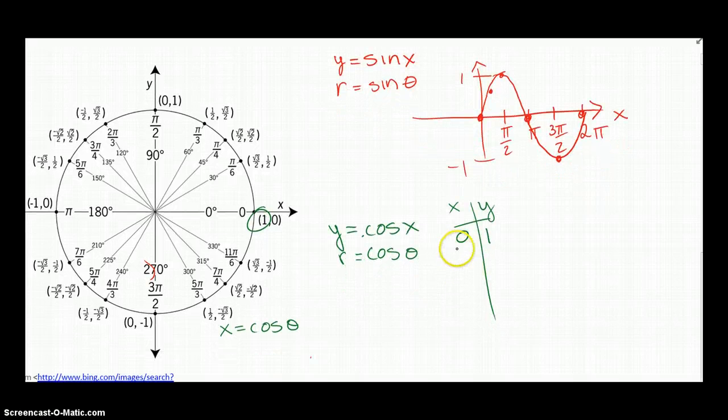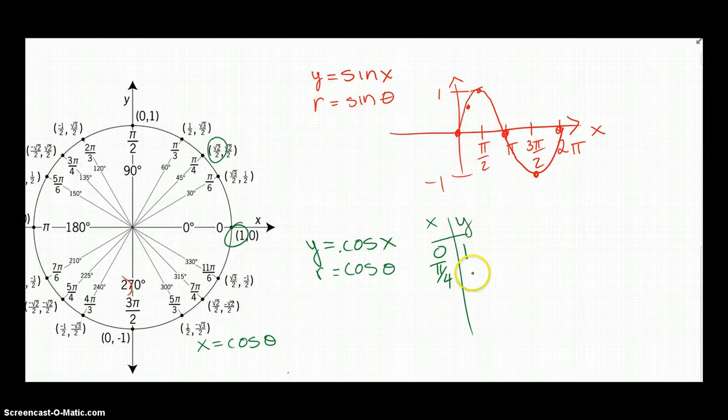And then we did that pi over 4. What was the pi over 4 again? That's the same value as sine for that one. That one was square root of 2 over 2, which is approximately 0.7.